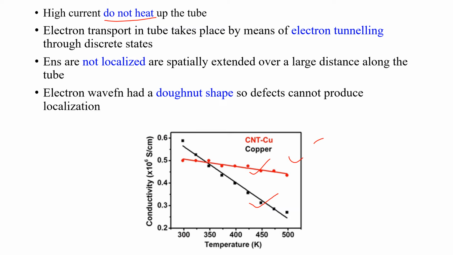Electron transport property of the tube takes place by means of electron tunneling. Electrons in the tube are not localized. They are spatially extended over a large distance about the tube. Electron wave function of a carbon nanotube has a donut shape, so defects cannot produce localization.